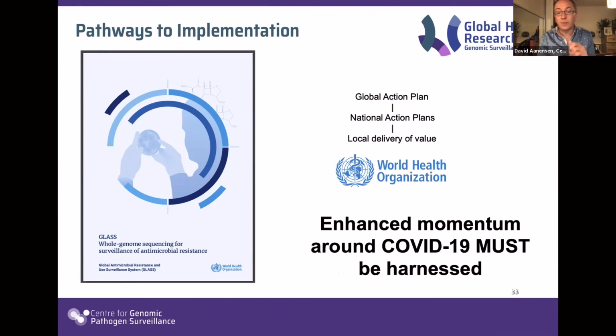And I think we're at a pivotal moment right now where there's a lot of focus and enhanced investment into using this kind of technology for COVID-19, which we need to adapt to the legacies that we can return and pivot towards AMR. I think it's a very powerful tool.